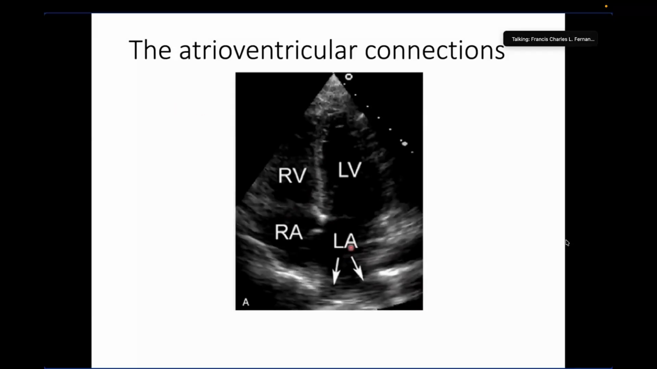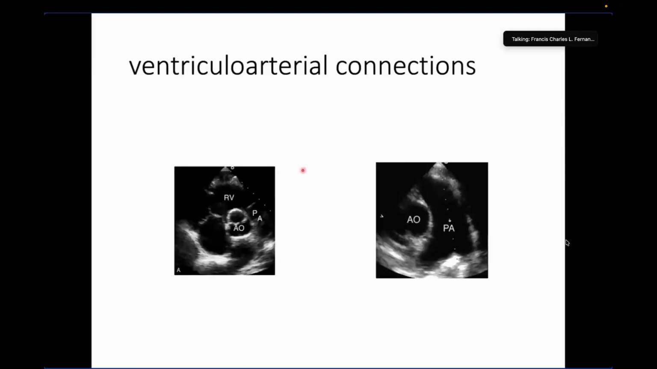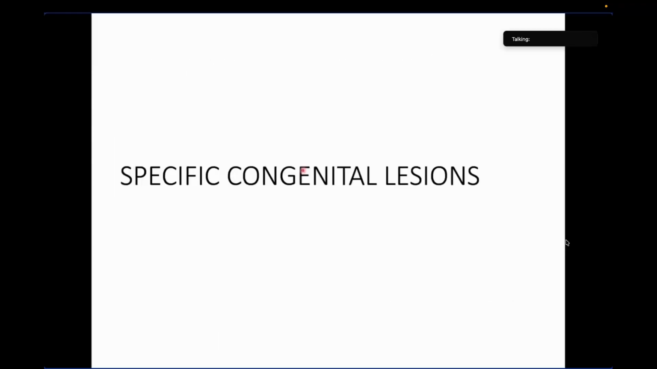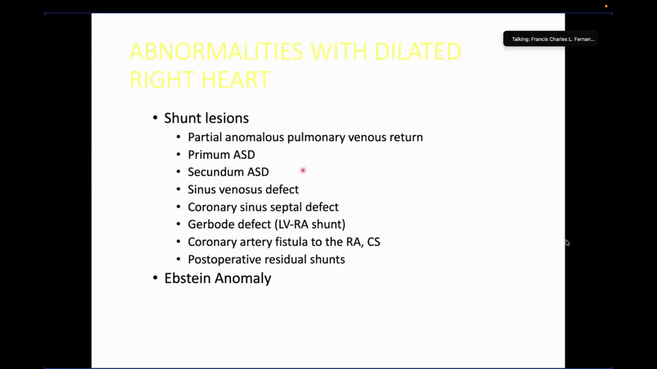The AV connections, that's LA is connected to the LV, the RA to the RV. Sometimes there is a transposition. So later we'll talk about that. The ventricular arterial connections. So our specific congenital lesions, the ones with dilated right heart, shall be the partial anomalous pulmonary venous return. So these are shunts. Ibig sabihin may mga butas. Or abnormal vasculature draining deoxygenated blood into a chamber. No? So partial anomalous pulmonary venous return, or PAPVR.